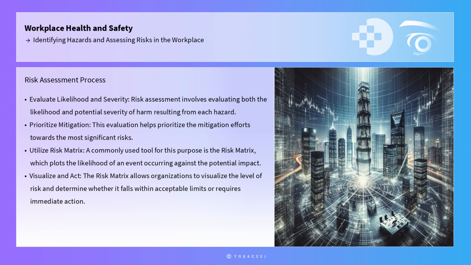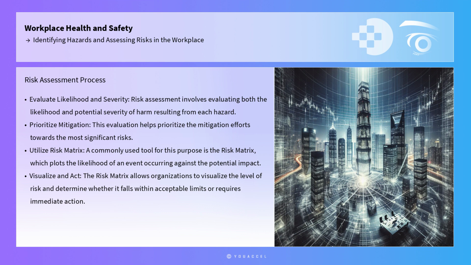Once hazards are identified, the next step is to assess the associated risks. Risk assessment involves evaluating both the likelihood and potential severity of harm resulting from each hazard. This evaluation helps prioritize the mitigation efforts towards the most significant risks. A commonly used tool for this purpose is the risk matrix, which plots the likelihood of an event occurring against the potential impact of the event.